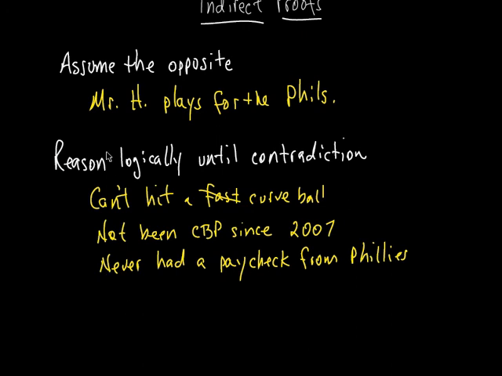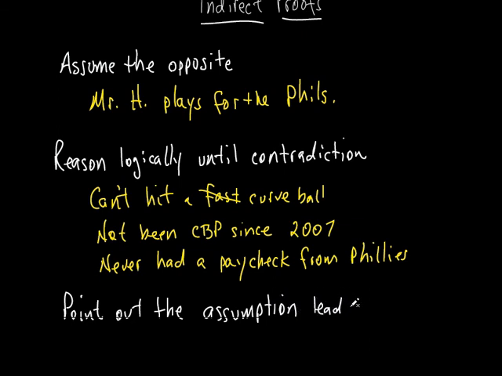So what we do now is we point out the contradiction. All right, so we've already contradicted it. Point out that the assumption leads to a contradiction. All right, I'm just looking at this from the book, that the assumption leads to a contradiction.